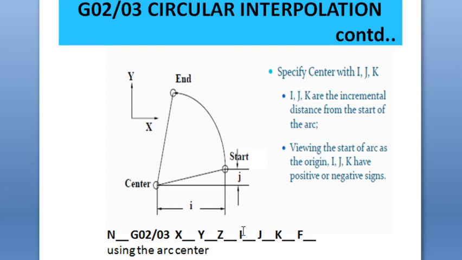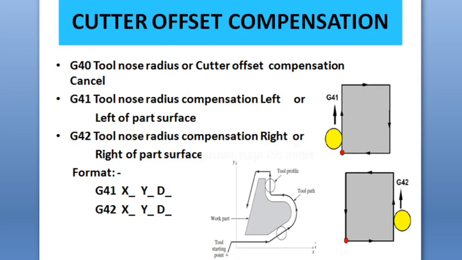It's the center of the arc defined with I, J, K. Cutter offset compensation or tool length compensation uses G40, G41, G42 codes. For a tool in a turning center, tool nose radius, or in a machining center, cutter offset compensation is cancelled. For cancelling the cutter compensation or tool nose radius, G40 is used.